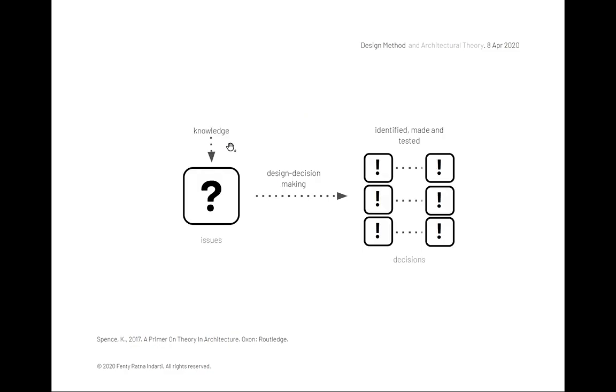The embodied knowledge of the designer or architect helps them to understand and analyze the issues and then stimulates them to identify and make the design decisions, resulting in a list of related decisions. The decisions then are tested to fit the design priorities and criteria. There are various options for moving through such a decision-making process.